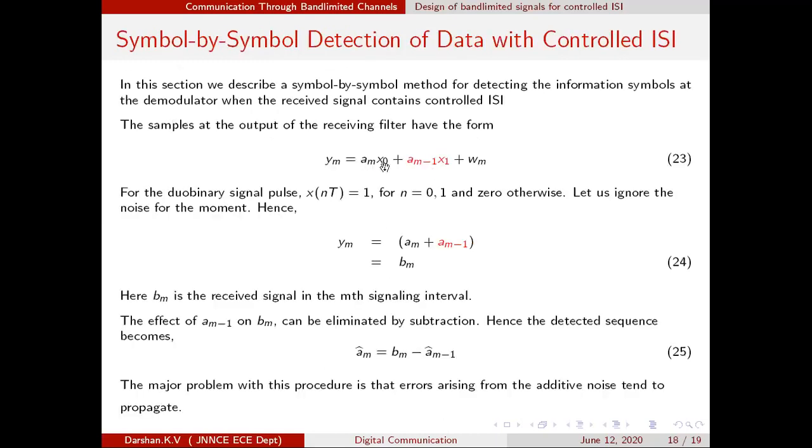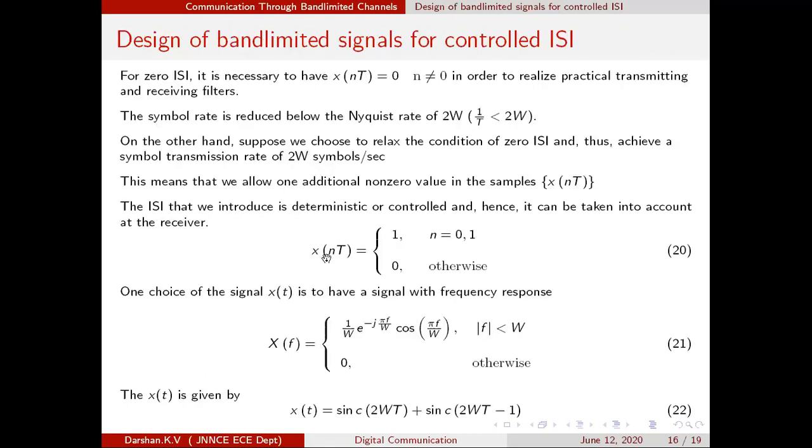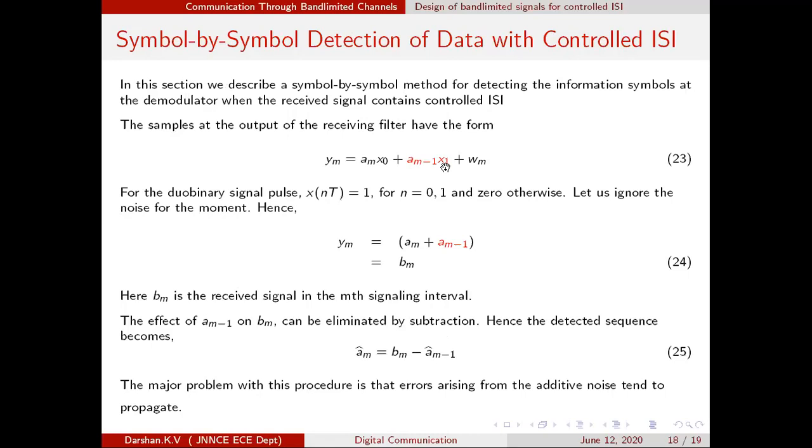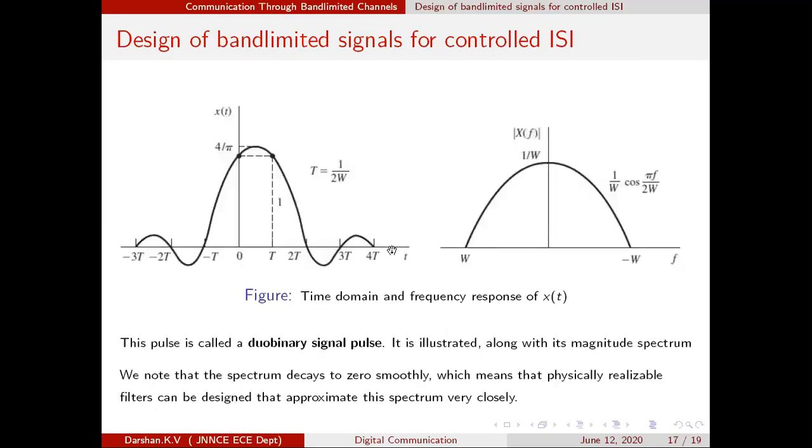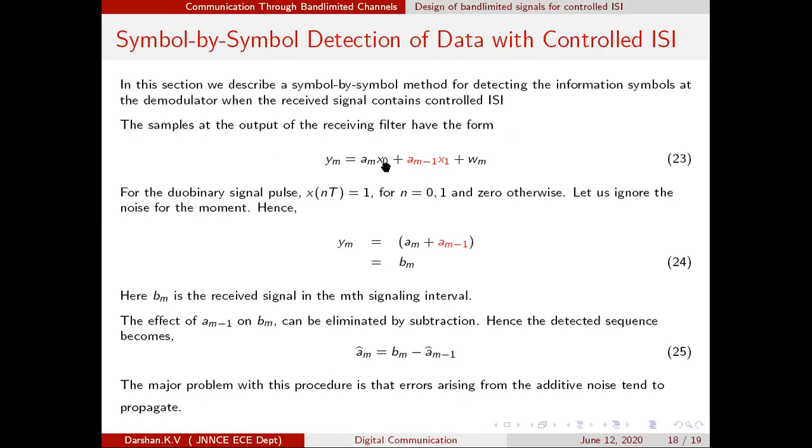You can observe x0. X0 means what does that mean? It is nothing but x of 0. X of 0 is 1. Correct. X of 0 is 1. So what is this x1? This is nothing but x of T. What is the value of x of T? It is 1. So therefore that has been written. X0 means x of 0. What does x1 mean? It is nothing but x of 1 into T, or x of T.